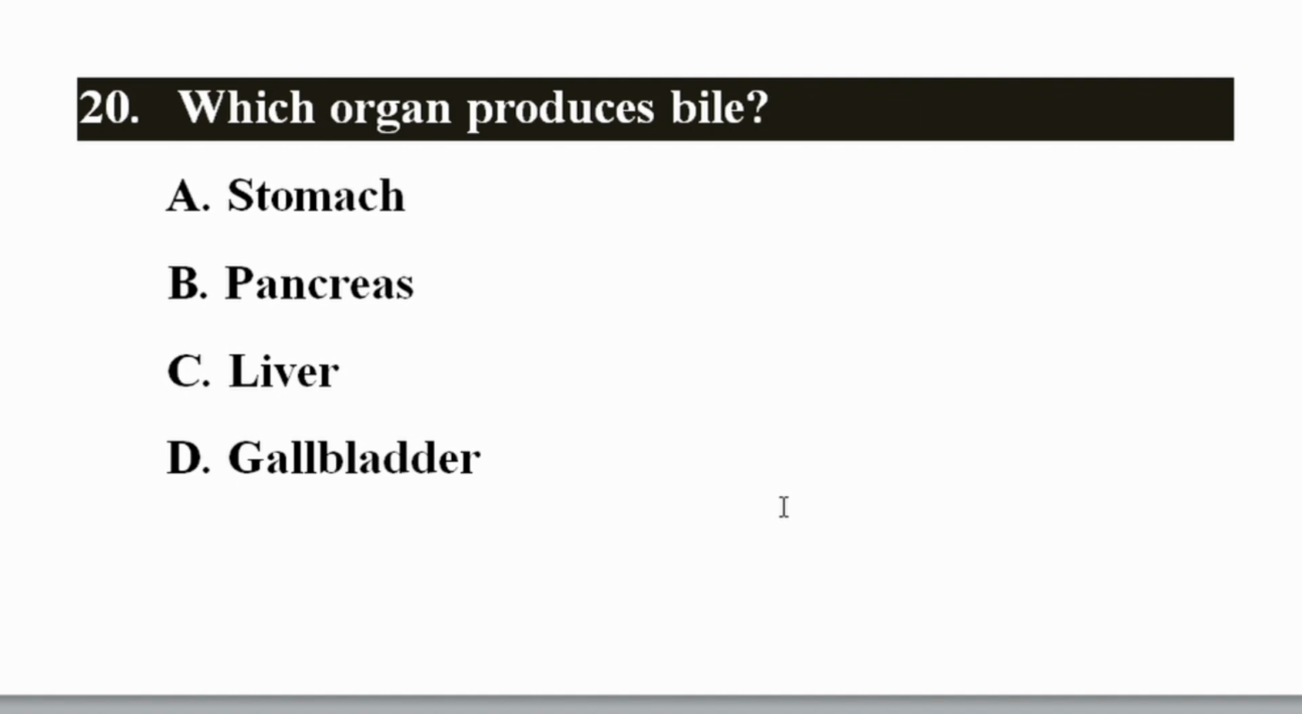Which organ produces bile? The right option is Charlie, liver. The liver produces bile, which aids in the digestion of fats. Bile emulsifies fats.